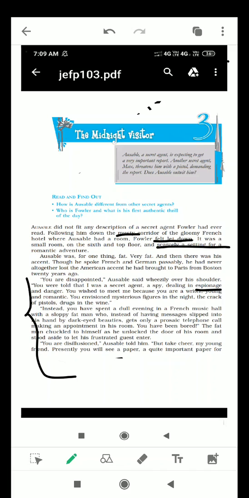Osable was for one thing fat, very fat, and there was his accent. It means he was very fat in figure and his accent was also very heavy. That means while he spoke, his tone was very loud, not pleasant. Though he spoke French and German passably, passably means somehow. He had never altogether lost the American accent he had brought to Paris from Boston 20 years ago. That means he could not speak French and German fluently. Though he had been living in France for the last 20 years, he could not speak French and German fluently. While he spoke French and German, he mixed in the American accent he had learned in Boston. Boston is a popular city in the United States of America.